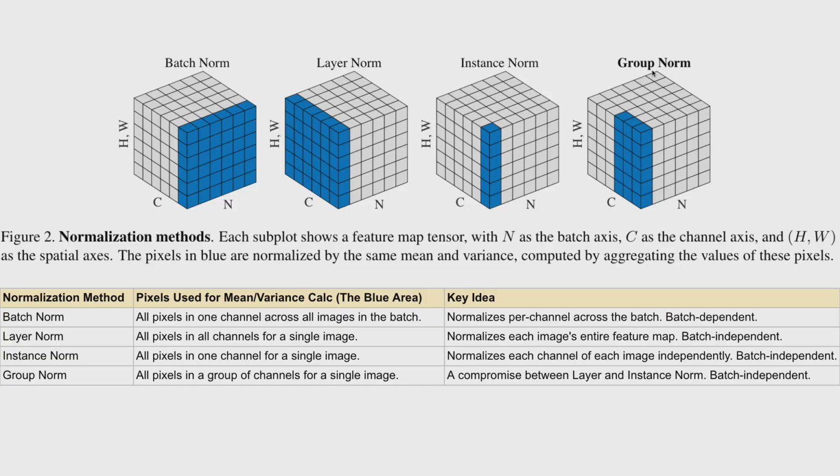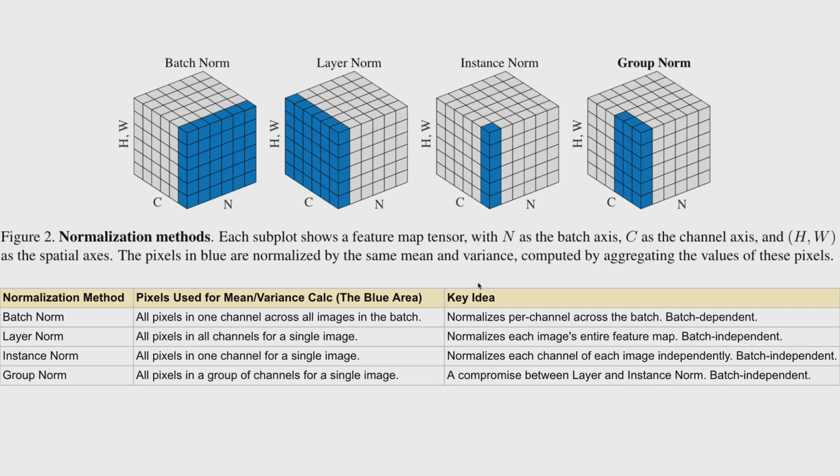And finally, we have group norm, which is the topic of this paper, where all pixels in a group of channels for a single image are used for mean variance calculations. So group norm is somewhere in between instance norm and layer norm, right? Instance norm, we have one channel and one group. Layer norm, we have all channels in one group. In group norm, we have, in this case, 3 channels in one group and 3 channels in the other group. And so it kind of breaks up the features into these groups.